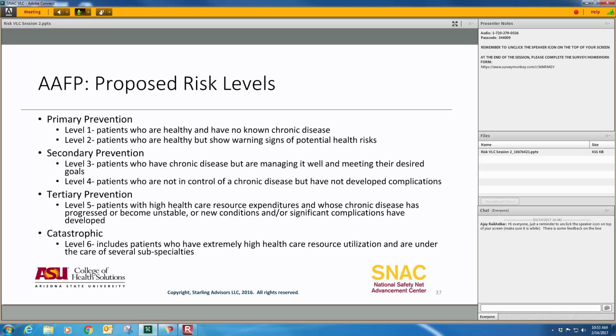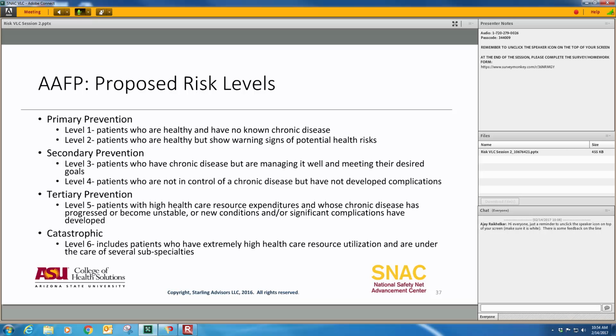AAFP, American Academy of Family Physicians, has proposed a four-level model, although there's actually sub-levels. Primary prevention is generally healthy patients with no chronic diseases, but could include patients with some risk factors for chronic diseases. And they would fall into a group they call primary prevention, really focusing their care on essentially maintaining that health status. The secondary prevention patients are kind of the activated chronic disease patients. They have chronic diseases, but they're meeting their management goals and have not developed complications. And those patients, really the focus might be moving them towards primary prevention wherever possible. But generally speaking, they receive some additional resource but are not considered to be the high-risk patients.